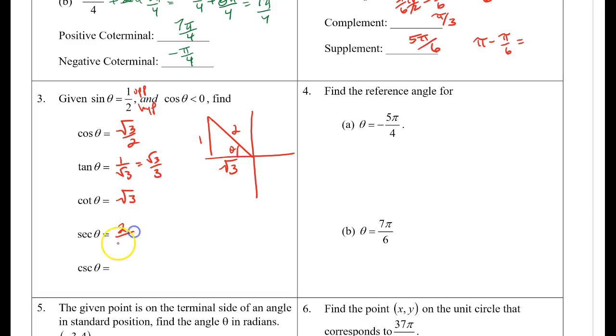So that's going to be 2 over radical 3, which is 2 rad 3 over 3. And then my cosecant is the reciprocal of sine, which is 2.